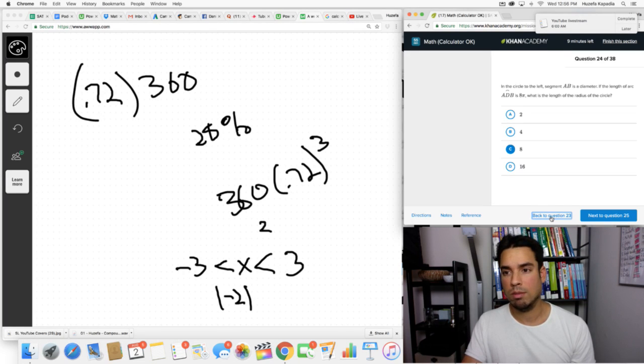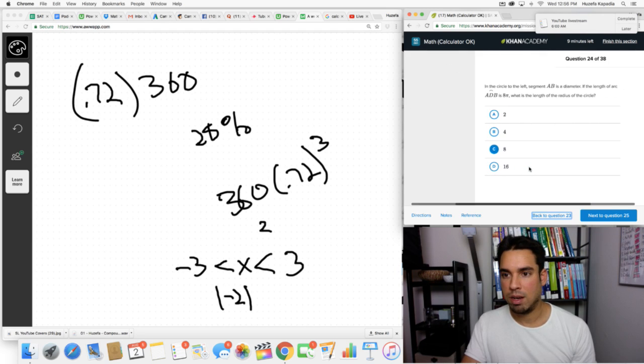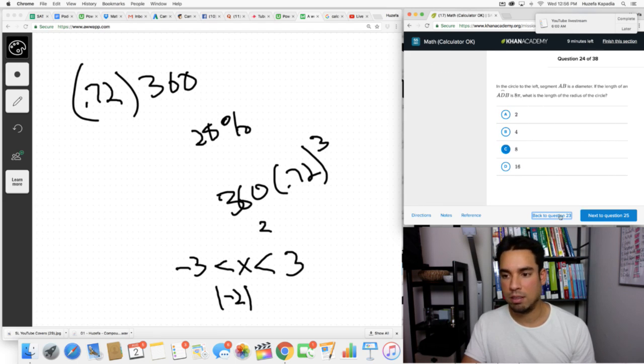This one I felt really good about. Yeah, this one was good too. It's 8 pi, right? So that's half of 2 pi. That's basically pi r is 8 pi. So r is just straight up 8.